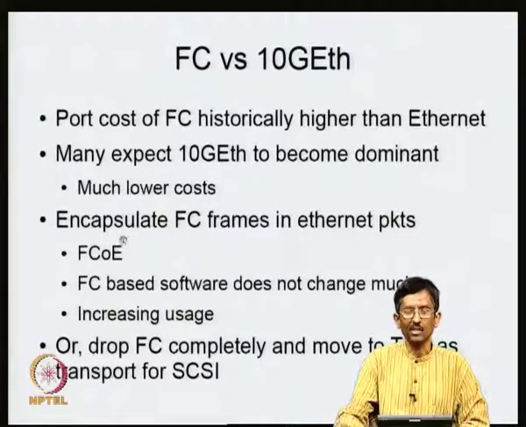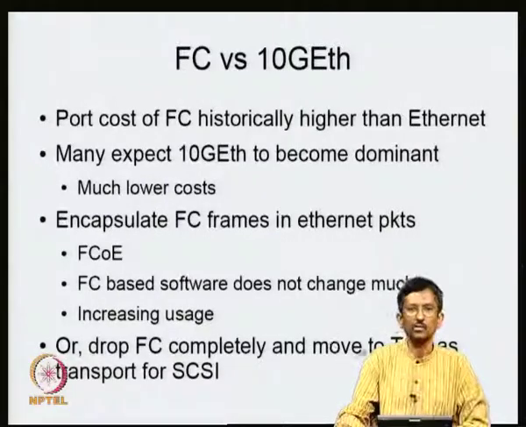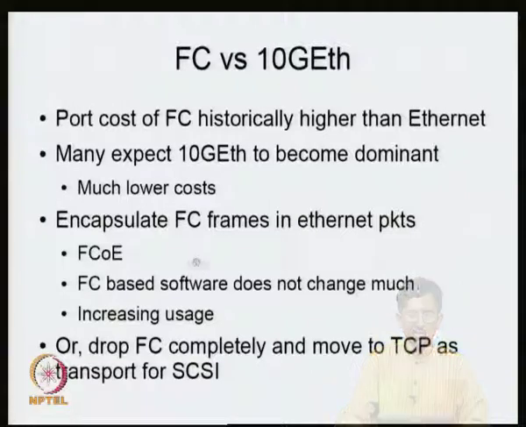The other option is, if you really want to exploit the general belief that 10 gigabit Ethernet will become very predominant, you can drop the protocol specifically crafted for storage, the fiber channel protocol, and move to some other protocol which can also be used to transport SCSI. One option is to go to TCP/IP. So, one idea is to use TCP/IP as the transport protocol.